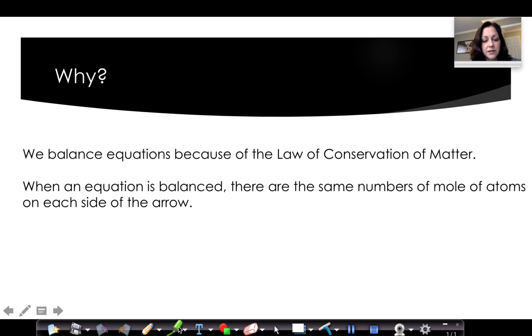And here we're going to do this. So the reason why we balance equations is because of the law of conservation of matter. Okay, so this tells us that matter can't be created or destroyed, which means that when we write our equations, we can't have a different number of moles of atoms on one side than the other. So when an equation is balanced, we're getting the same numbers of moles of atoms on each side of the arrow. So after an equation is balanced, it shows that there's the same amount of matter before the reaction, which is our side before the arrow, and after the arrow, which is what happens when the reaction is complete.